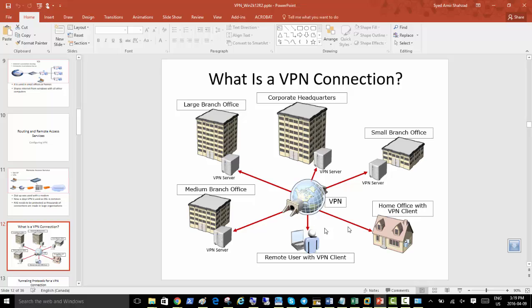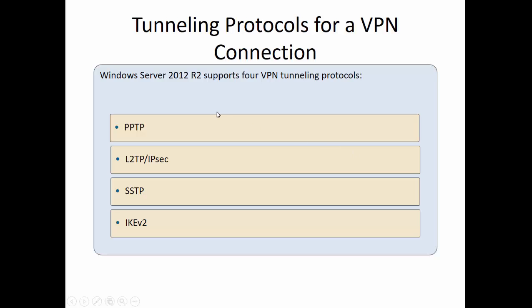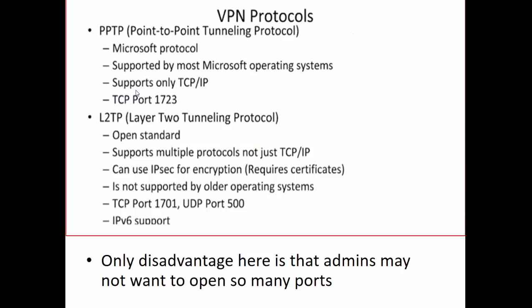Okay, let's go next. I don't want to just stick to long slides. Tunneling protocols for a VPN connection: PPTP, L2TP/IPsec, SSTP, and IKEv2. So that was VPN. Now let's go to the next topic called NAP. Just kidding. These protocols are the ones that we're going to talk about now.